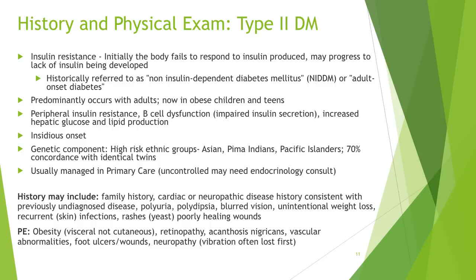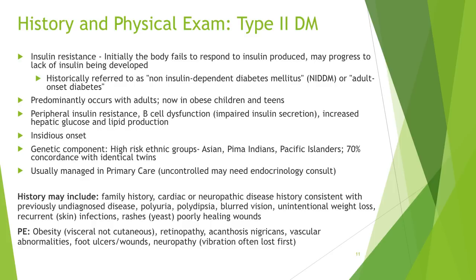So when we look at the history and physical, we want to ask for family history. We also want to know if there's any type of cardiac or neuropathic disease, as this is consistent with previously undiagnosed diabetes mellitus. Do they have the three Ps also? Polyuria, polyphagia, polydipsia. Do they have any issues with their vision? Is there any changes in weight loss? Many of these patients with type 2 tend to be a bit overweight, but they can also have an unintentional weight loss, especially if there's some significant issues with the insulin production.